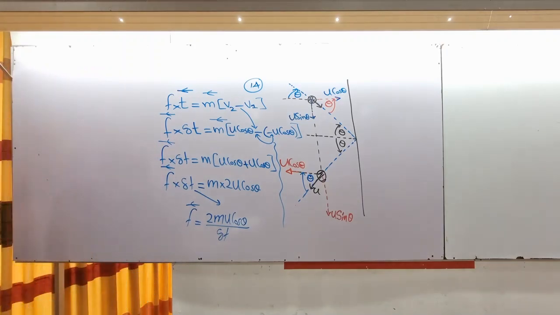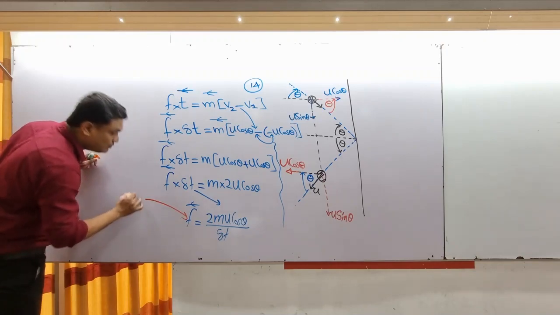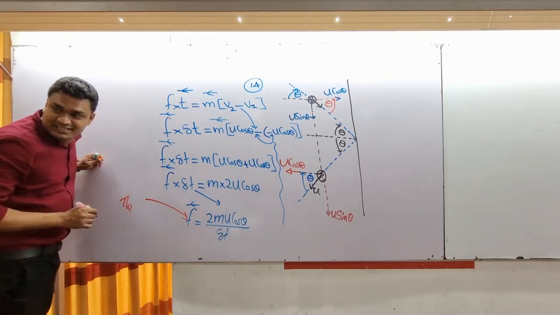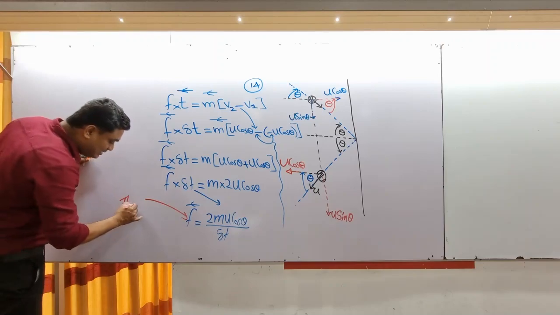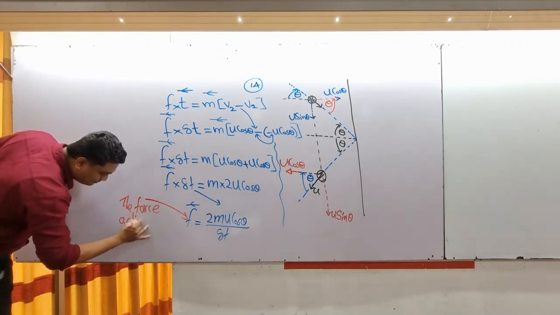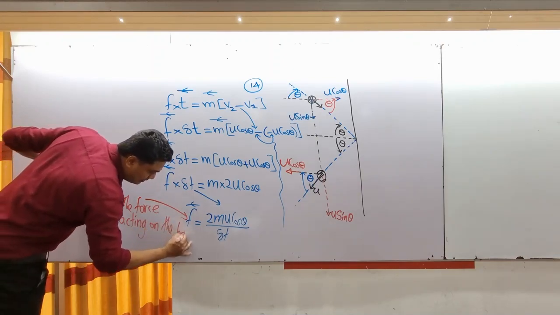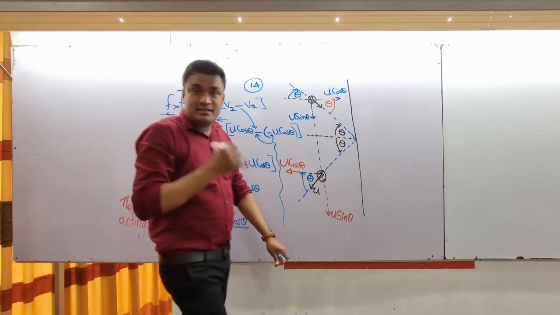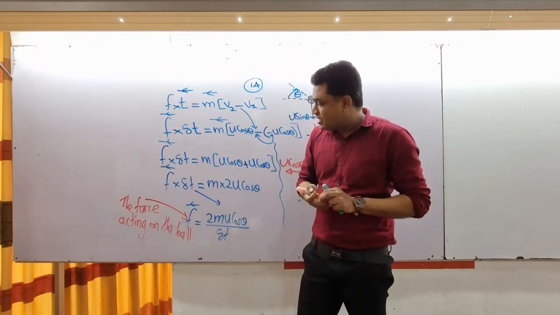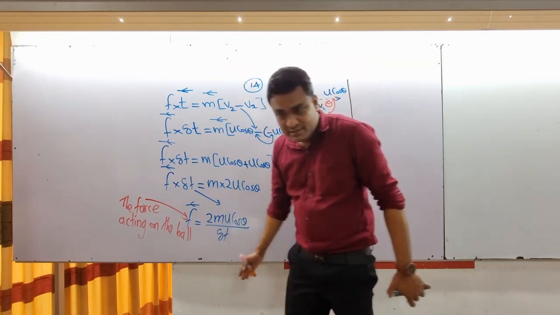Wait. What is this force here? This is the force we have applied to the ball. So therefore this is the force acting on the ball. So this is not the answer. The magnitude is the same, but this is the force acting on the ball. The question asks us to find the force acting on the wall. Write them first.